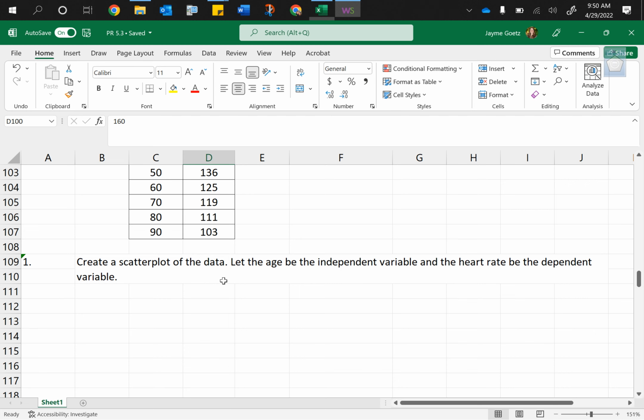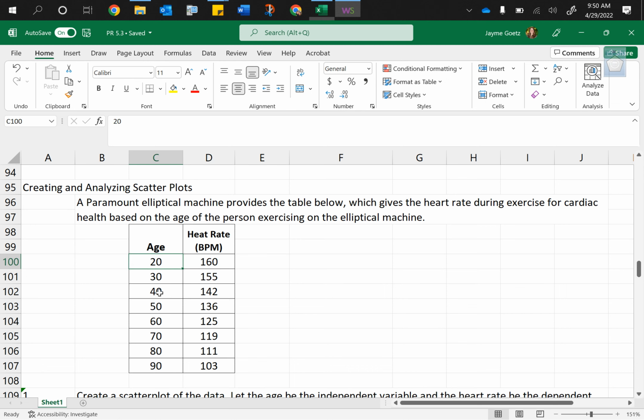That makes sense. We cannot impact, we cannot affect, we cannot change the age. That's the independent variable. Dependent is what we can. So the first thing we are going to do is highlight the data. Highlight the table. Do not highlight the labels. It's not helpful. Just the table with the data.